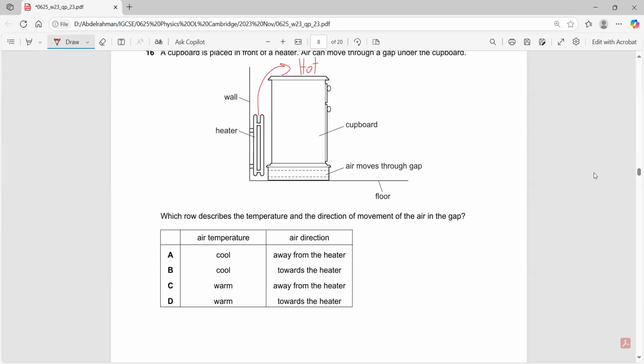It needs to be replaced by some other air, which would definitely be colder air, right? Because this is a heater, so this hot air will be replaced by colder air. From where will this cold air come? It would move through the air gap in this direction. Why? Because it needs to replace this displaced hot air. So the air temperature has to be cool, and the direction towards the heater.